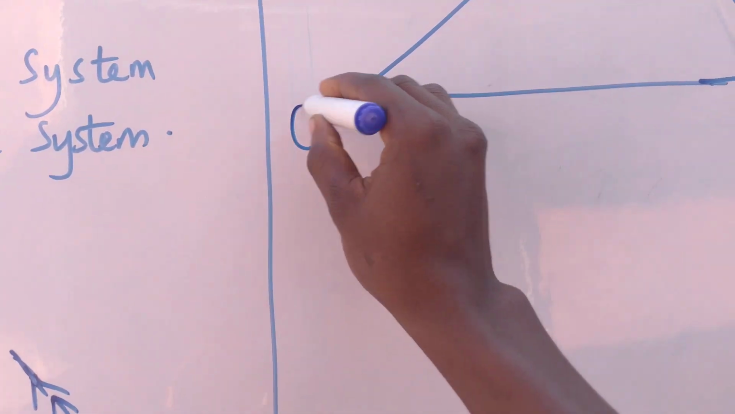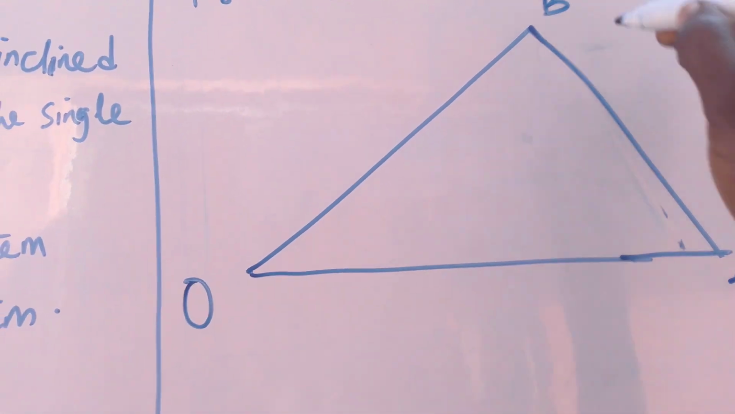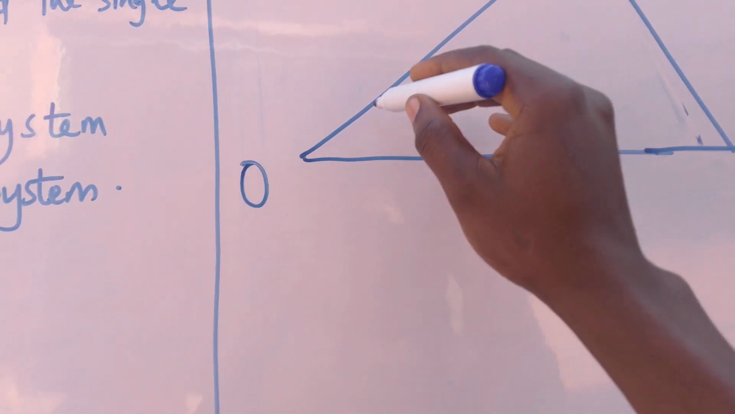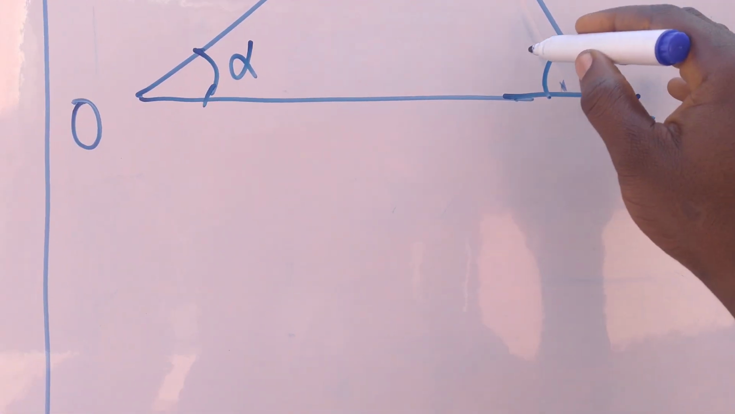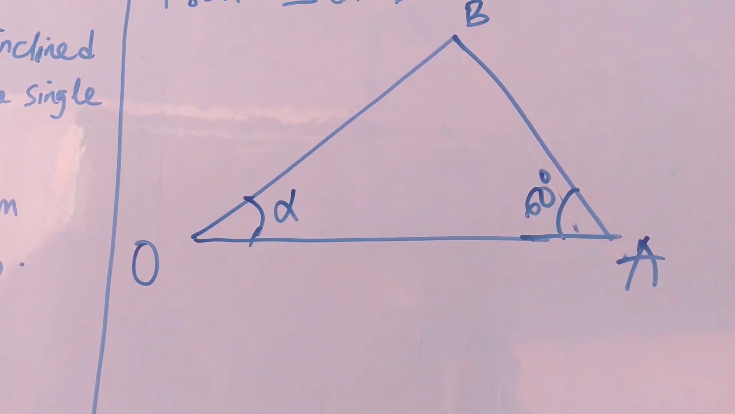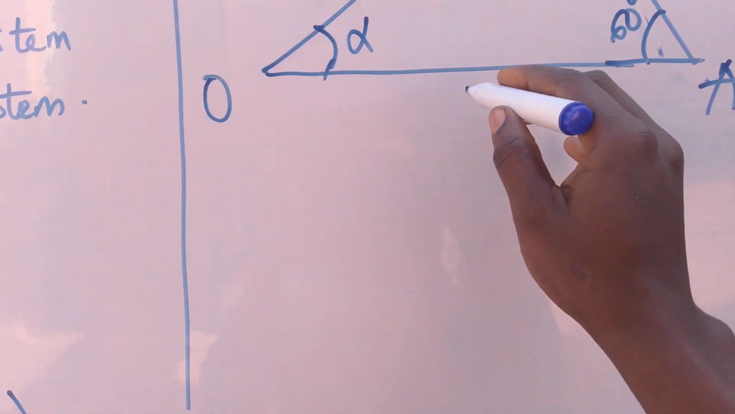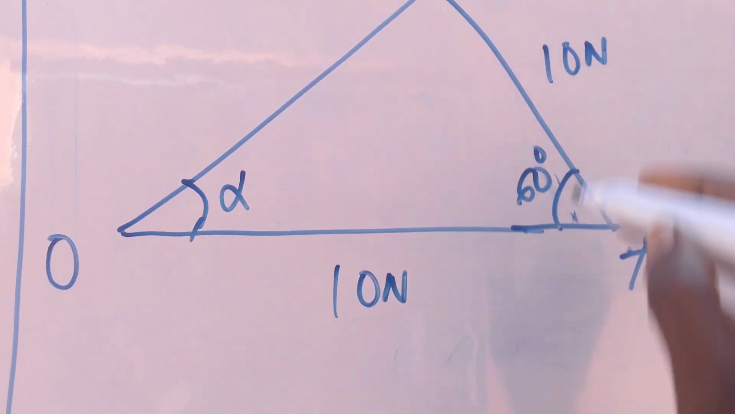This is O, this is A, and this is B. The angle here is alpha. The angle here is 60 degrees, and then this is 10 Newton. This side is also 10 Newton.